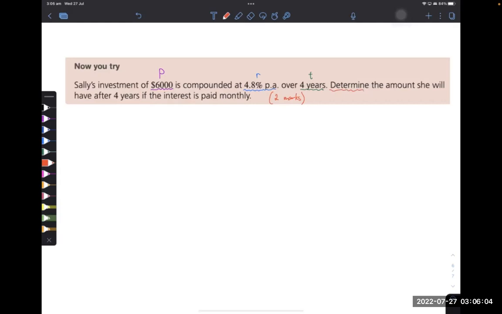It says determine the amount. So if it's determine, we're trying to find it. So we actually don't know what our amount is. After the 4 years, I'm going to use the green because that's the same information. And it says if the interest is paid monthly. So monthly is the key word here. This means that our C value, which is how many times it compounds in 1 year, if it's monthly, will be 12 times a year.